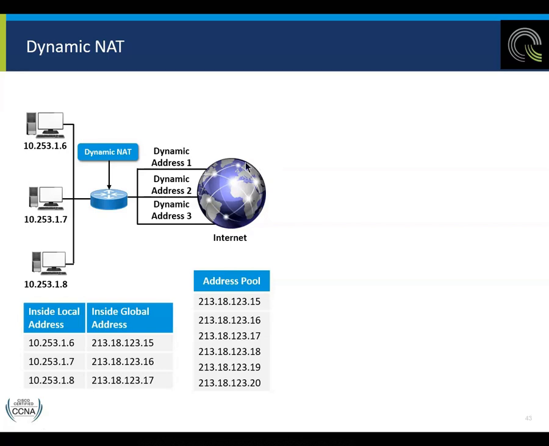The other one, the next one, is a dynamic NAT. We're going to have two ways to do this. One of them is going to be a pool of addresses, and the other one is going to be a single address, kind of like you and I have.